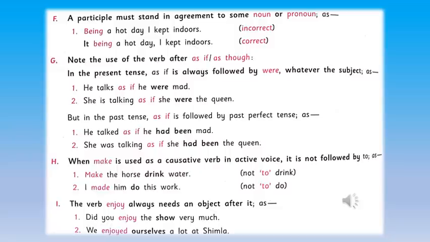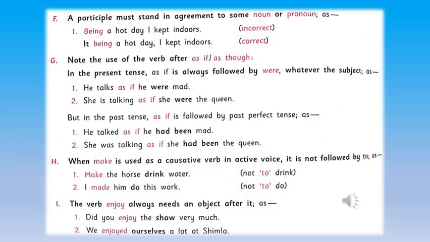But in the past tense, instead of "she talks," when we change the tense, "he talked as if he had been mad." He had been mad. When the tense changed, "were" became "had been." Okay, it is an important point that you keep in mind. There will be questions from this point.